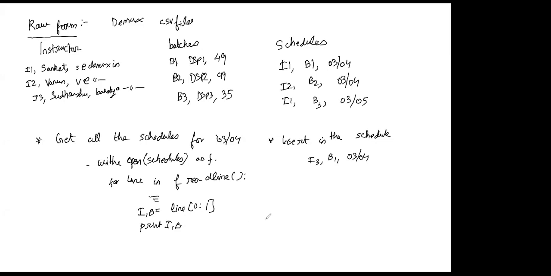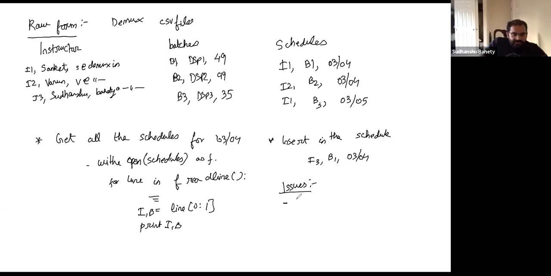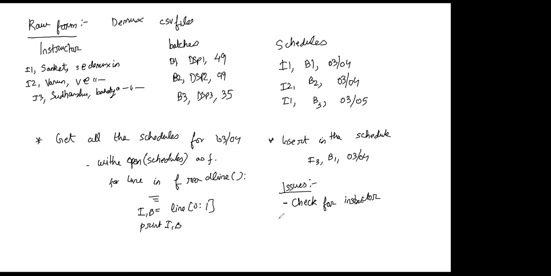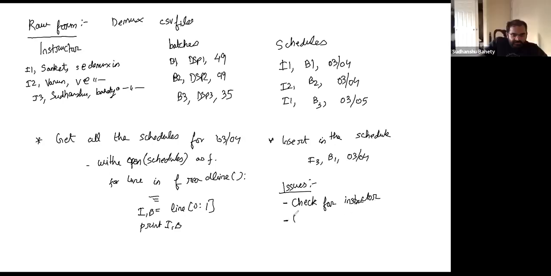Sir, if we remove instructor 3, then we have to remove all the schedules by instructor 3. We also have to check that the instructor already exists in the instructor table before we insert into the schedule. Yes, so check for the instructor before removing. Anything else? Sir, one instructor cannot have more than one class on the same day. Okay, that's good.